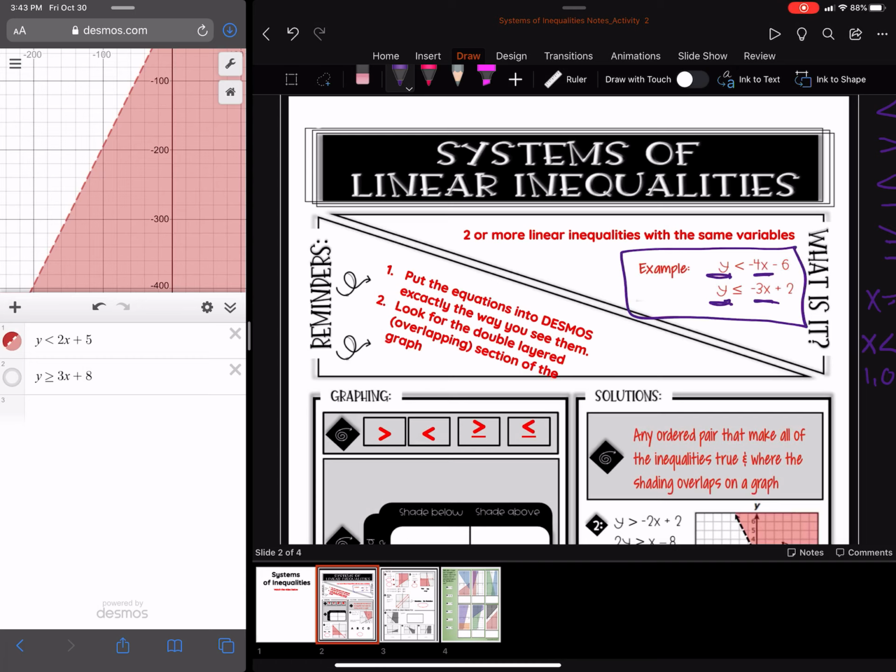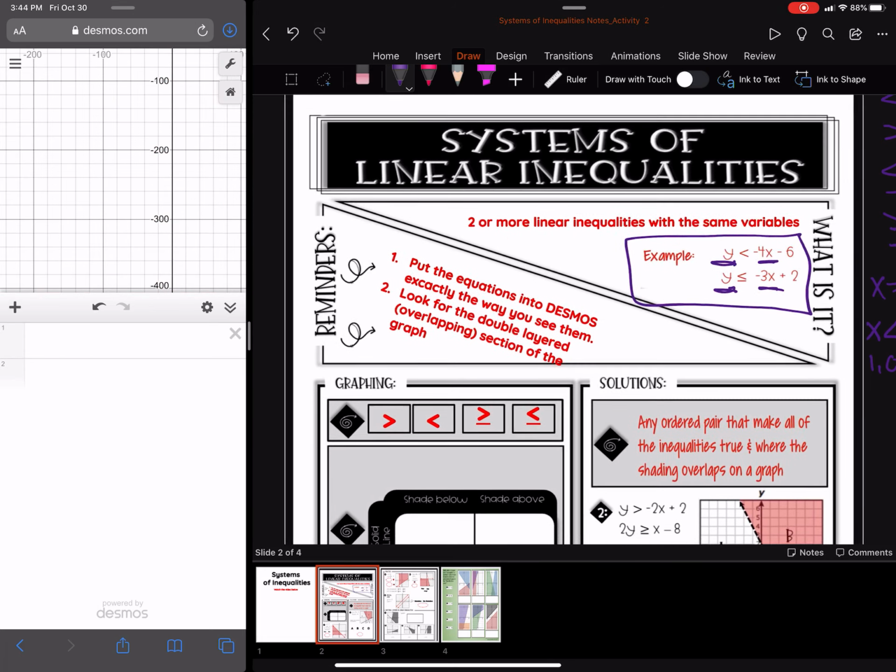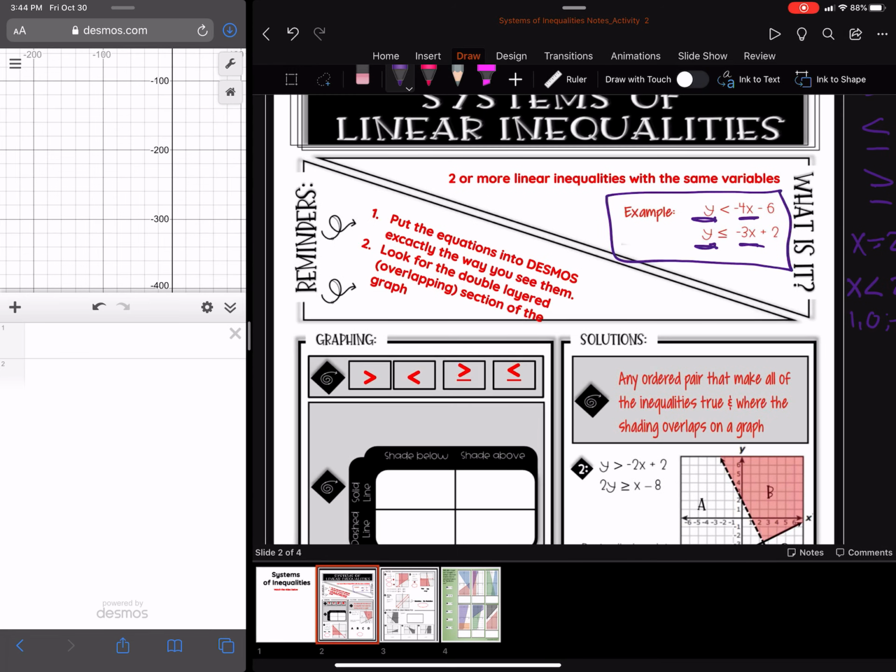So if I'm talking about just the red line, here's my solutions. If I'm talking about just the blue line, there's my solutions. But if I'm talking about both, I need them to overlap. And that dark bluish purple is where they both overlap, and those are my solutions. So just things to remember as we do that, and it's really easy, guys, I promise. Put your equations into Desmos exactly the way you see them. Whether they're in y-intercept form, like this one, or they're not, just put them in exactly the way you see it so you can pull up your graph.